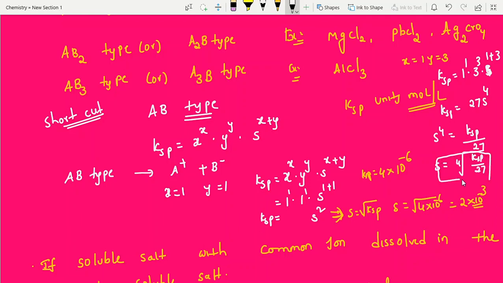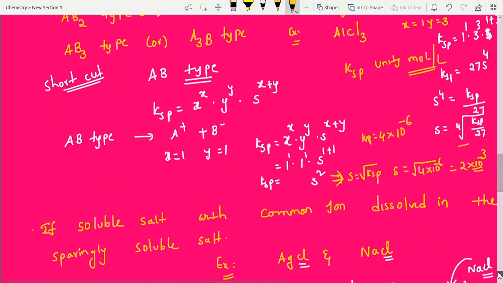That's it, students. Clear? So like this we can do numericals. They will give one value, and the other value we have to calculate. Clear? In the next video I am going to do the numericals, but first you have to practice the formulae.